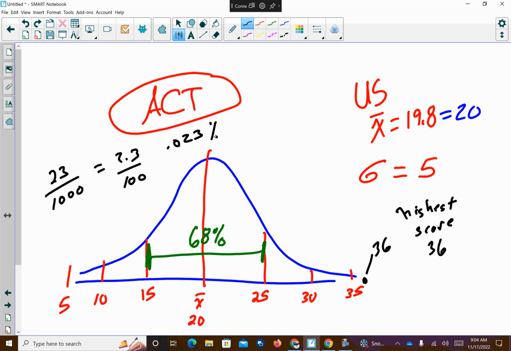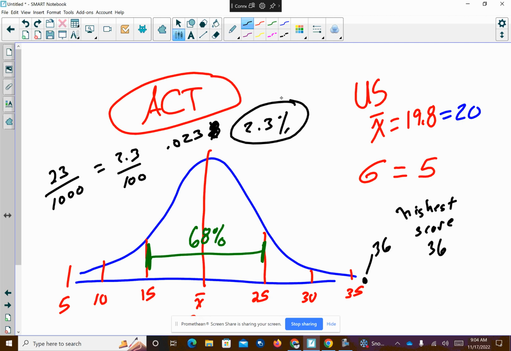Okay, is 0.023% good? No, not really. Actually, I take it back. I just did my math wrong. That's 0.023. If I made that a percent, it becomes 2.3%. So 2.3% of our students, if we had 1,000 in the class that took it, scored that.